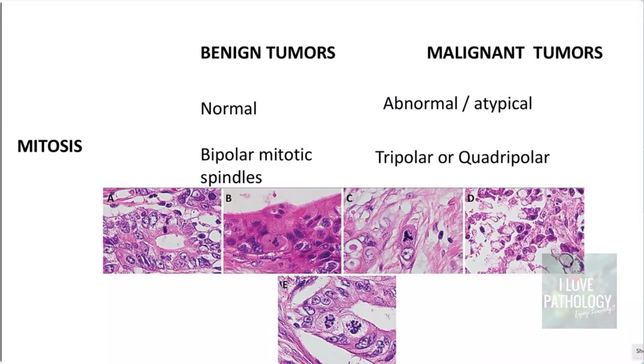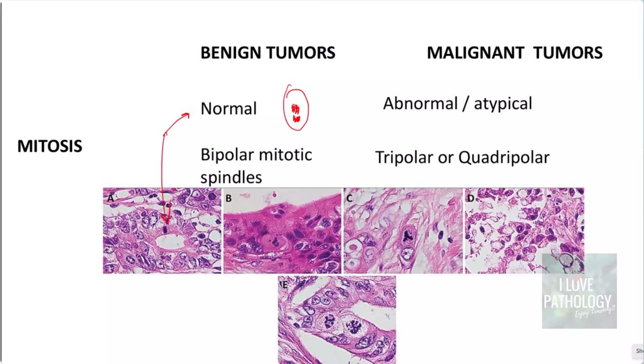Coming to the mitosis, of course, benign tumors can also have mitosis, but the mitosis in benign tumors is normal mitosis. What do you mean by normal mitosis? Normal mitosis has bipolar mitotic spindles. If this is a cell and that's a nucleus, the mitosis will be bipolar, towards opposite poles. That's your normal mitosis. So this is an example of normal mitosis.